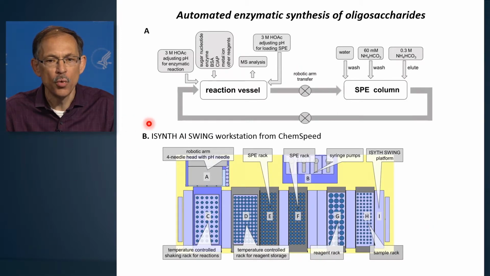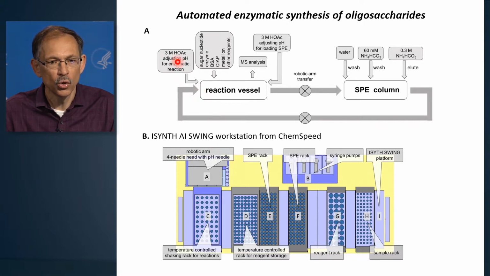And we used as a robot a commercial liquid handling system that we rebuilt and added components to make this all work. So the workstation is from ChemSpeed. And it is composed of a temperature controlled rack where the reactions take place, reagents that are also stored in a controlled manner. The solid phase extraction resins are put in another rack, and then we have components for further reagent addition. All is handled by a syringe pump that drives a robotic arm that also has a pH needle.